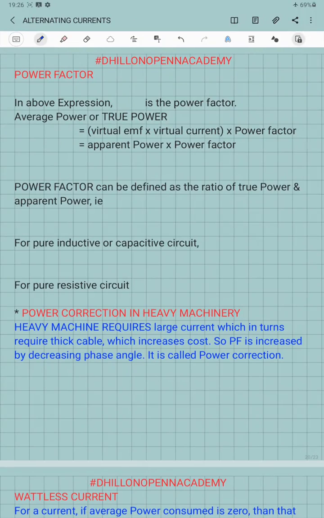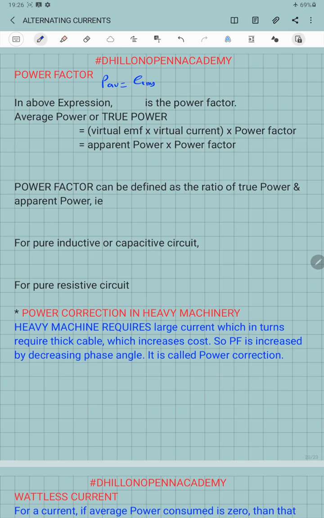Students, welcome to the next part of our chapter alternating current. Now we are discussing an important quantity which we found in the expression for average power, that is the power factor.